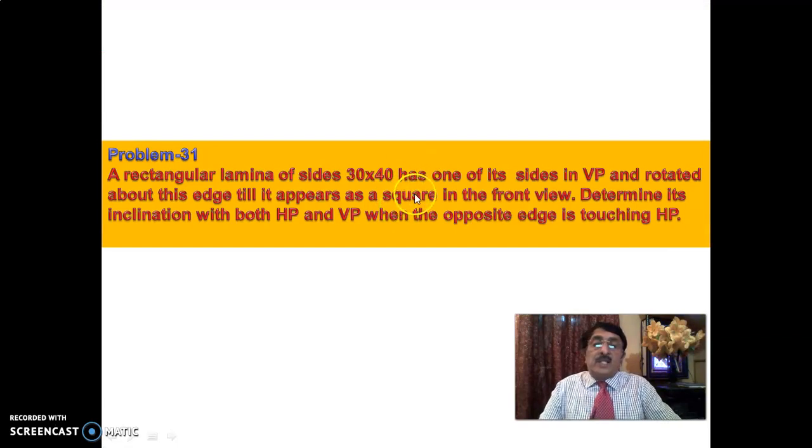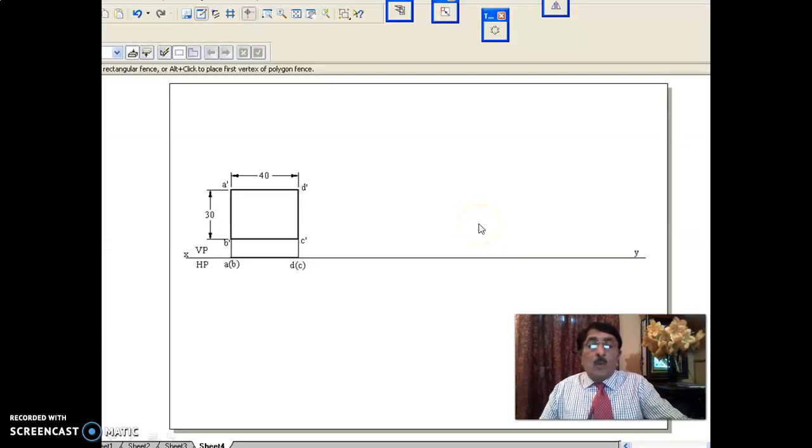Now, a rectangular lamina of size 30 by 40 has one of its sides in VP and is rotated about this side till it appears as a square in the front view. That is why you draw 30/40 with one of the shorter sides perpendicular to XY line compulsorily, because if you make this 40 and this 30, when you start tilting, this 30 goes on reducing, and you will never get a square. So make this 30 mm shorter side perpendicular to XY line. When you make the 30 mm edge perpendicular to XY line, this 40 goes on reducing in the front view.